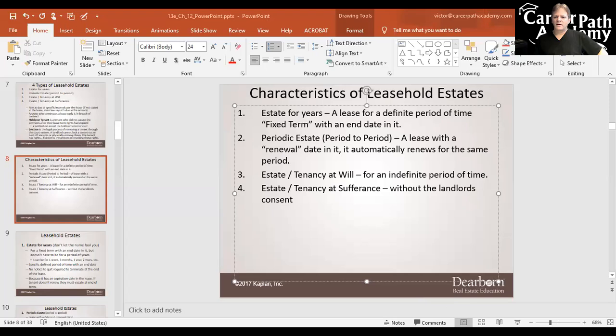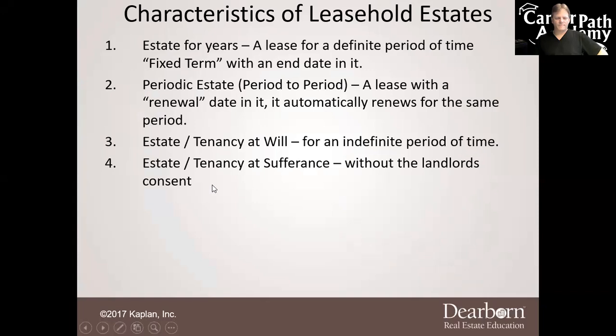Then next to estate from period to period, I want you to write has a renewal date in it. And then next to estate at will, just highlight for an indefinite period of time. And then nothing really there to write next to estate at sufferance.